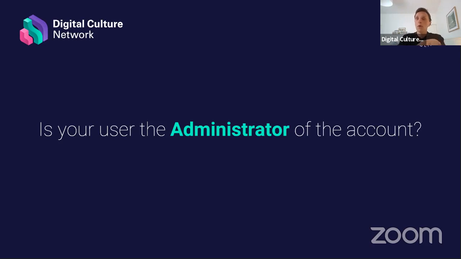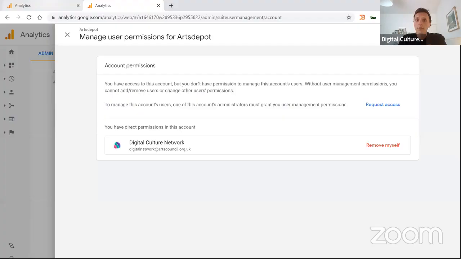So if you log into your analytics account, go into the admin section, and click the user management options, you'll see this if you don't have administrator access. For this example, as a user we've been given access to Arts Depot, but we cannot manage any of the users. We can do lots of other things, but we can't manage the users. So we get this message. We can either request access for those permissions, or we can remove ourselves.